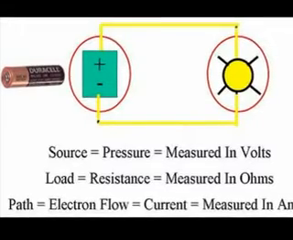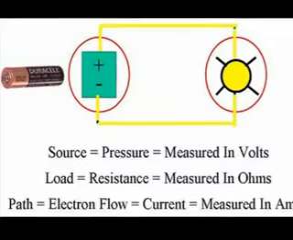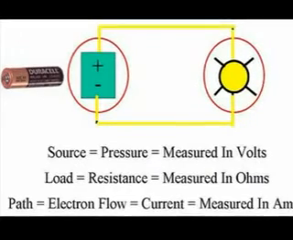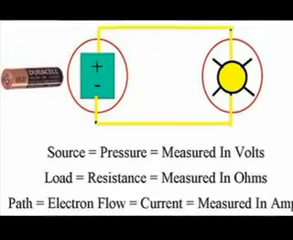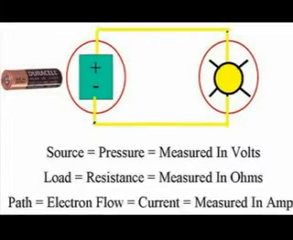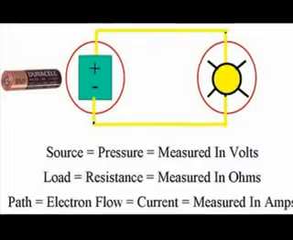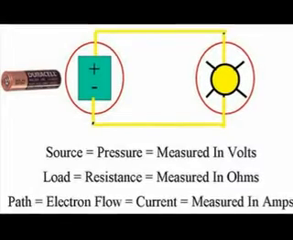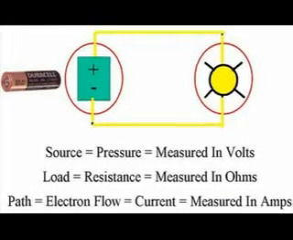And a path. A path provides a way for those electrons to flow from the source to the load and back to the source again. We can measure the amount of current flow, or flow of electrons, by using a unit of measurement called amps. Amps is the amount of current flow.